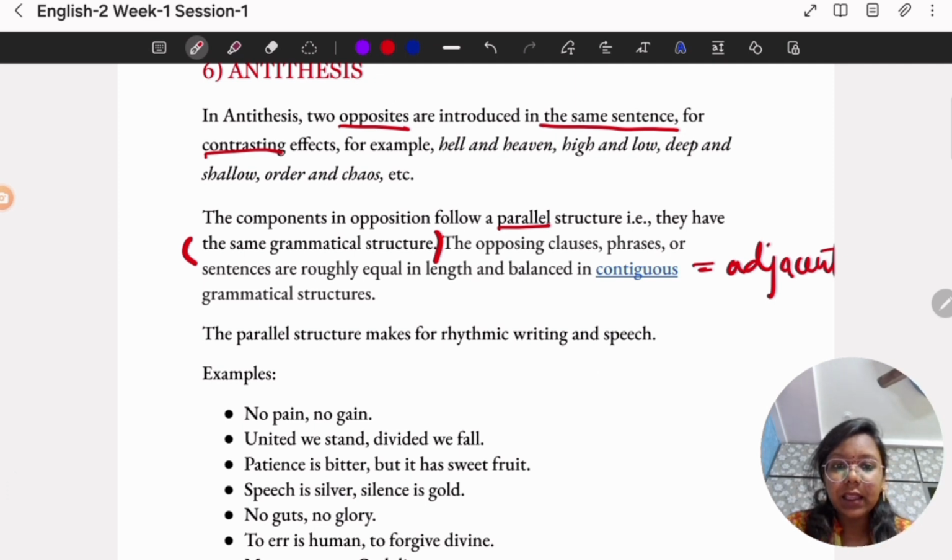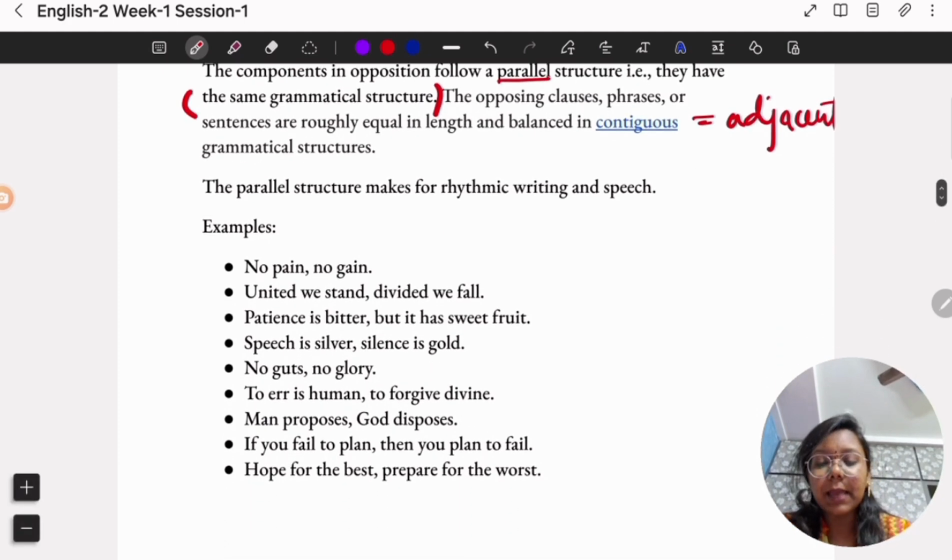So here the two opposites are introduced in the same sentence. Like see, oxymoron, antithesis, paradox, they all include contrasting effects. I'll tell you they have a very thin line between them. I'll tell you the difference clearly later on. First, let's focus upon only this. And they have the same grammatical structure too. This is the thing you'll have to remember. So let's see the examples.